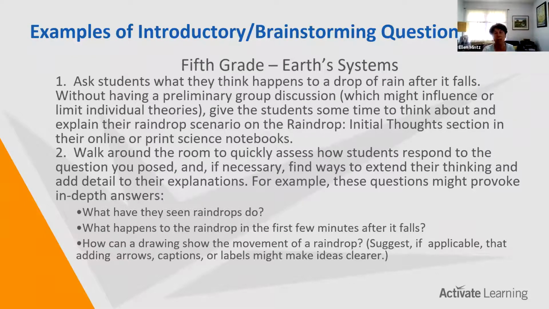Our final example of a brainstorming discussion comes from a fifth grade unit. In this lesson, students will be predicting, observing, and describing what happens to a drop of rain after it falls on different surfaces. Read along with me. Ask students what they think happens to a drop of rain after it falls, without having a preliminary group discussion, which might influence or limit individual theories.